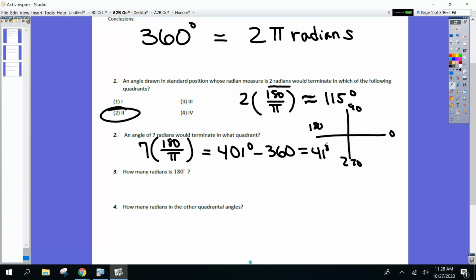And I'm not even going to ask anybody. We know that that's in quadrant 1. All right, you guys good? Quad 1? All right, let's move on.